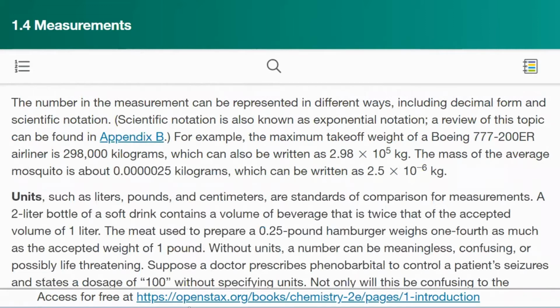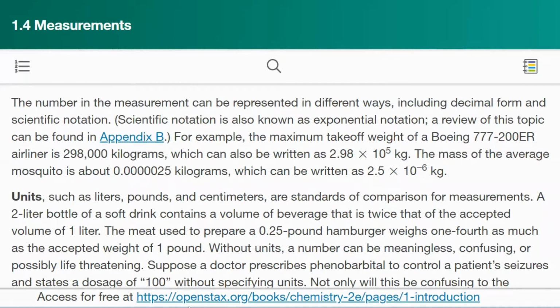The number in the measurement can be represented in different ways, including decimal form and scientific notation. Scientific notation is also known as exponential notation. A review of this topic can be found in Appendix B. For example, the maximum takeoff weight of a Boeing 777-200ER airliner is 298,000 kilograms, which can also be written as 2.98 times 10 to the fifth power kilograms. The mass of the average mosquito is about 0.000025 kilograms, which can be written as 2.5 times 10 to the minus 6 kilograms.